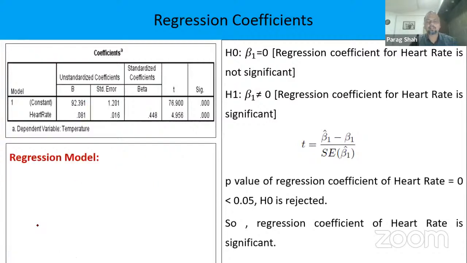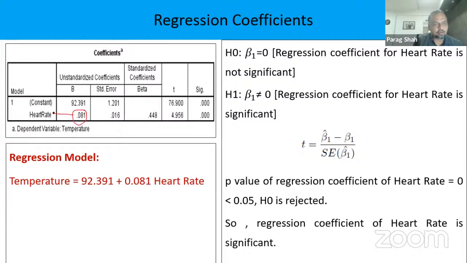So what you can say, regression model now is 92.391 plus 0.081 of heart rate. So my temperature model is 92.391 plus 0.081 heart rate.